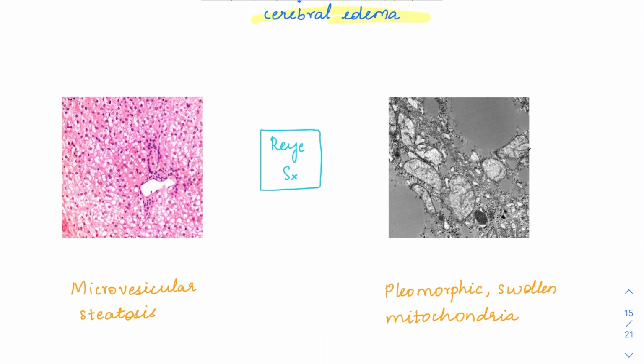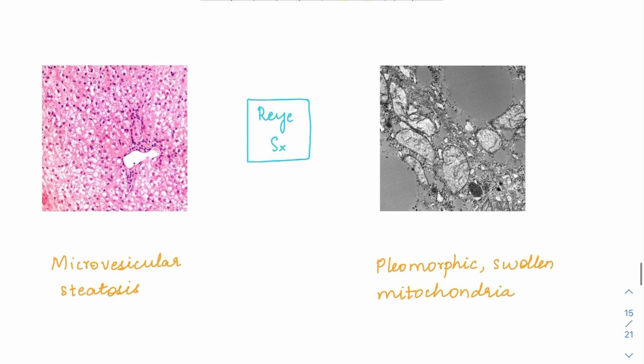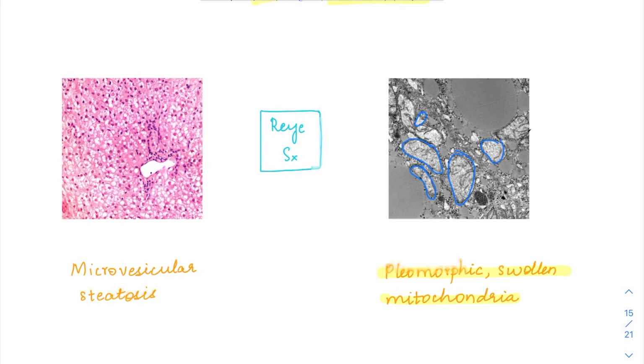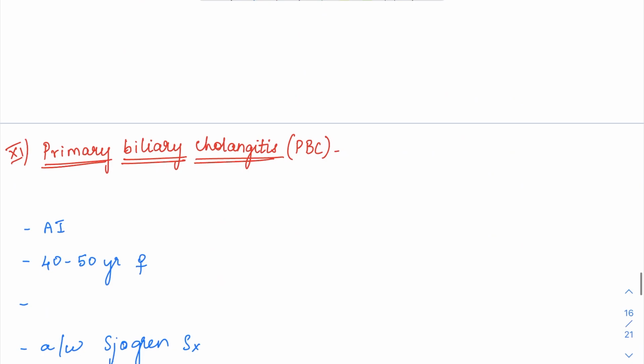So what are the features of Reye syndrome? You will have classically microvesicular steatosis. So diffuse microvesicular steatosis. In this image, if you see, literally every hepatocyte is having lots of vacuoles in their cytoplasm. So it is called microvesicular steatosis. And on electron microscopy, there is going to be pleomorphic swollen mitochondria. So these are all the mitochondria. They are variably sized. Some are small, some are large, some are of this shape, some are of that shape. So this kind of swollen and pleomorphic mitochondria can be seen in Reye syndrome. Okay. So this again can be asked as an MCQ with the history.